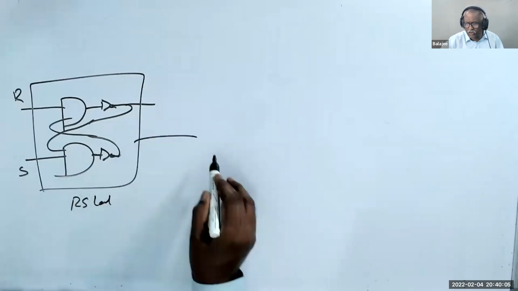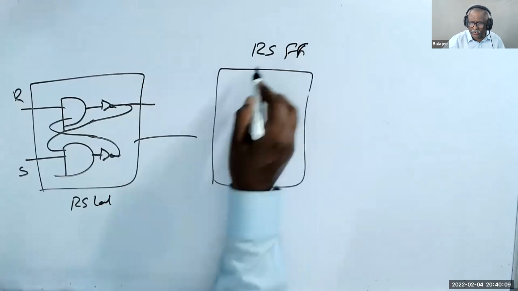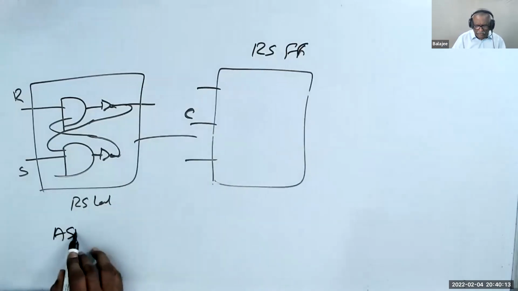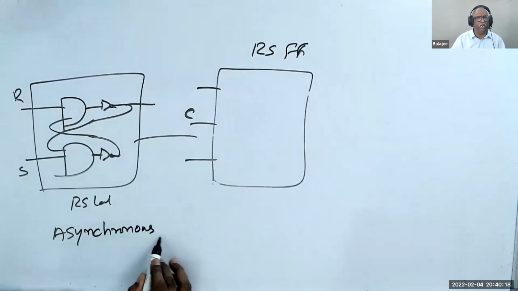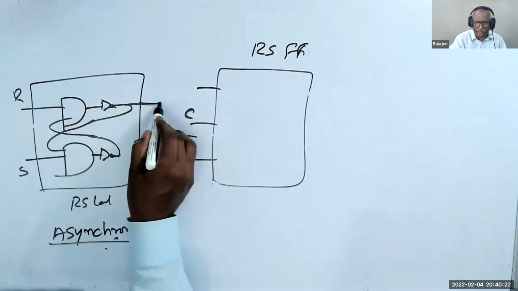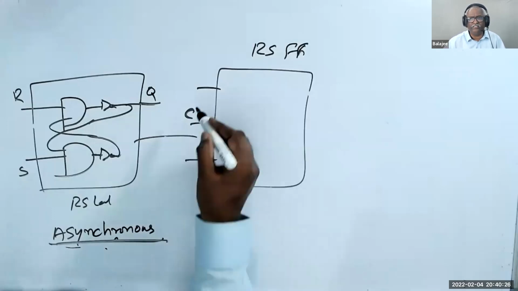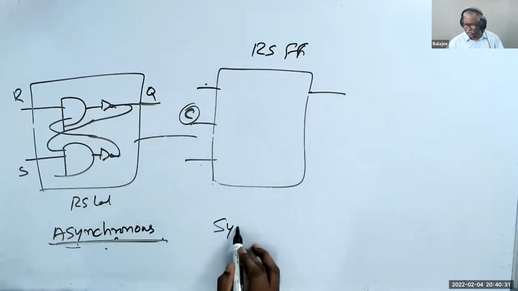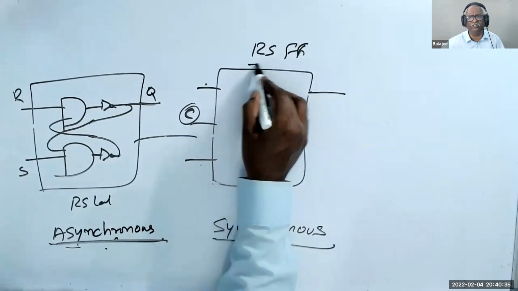From the RS latch, we have come out with the RS flip-flop using a control input. This is called asynchronous logic. Why we call it asynchronous is that whenever R or S changes, the Q changes. But here, whenever R or S changes, the output will not change unless C also changes. This is called synchronous logic. The RS flip-flop is synchronous logic.